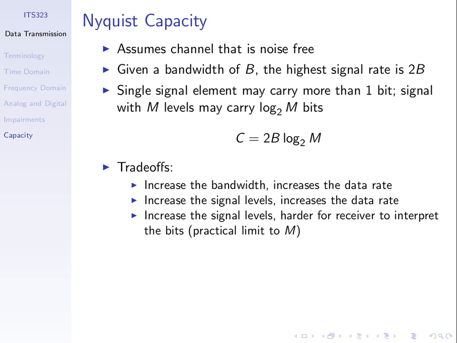Nyquist did some analysis and came up with the point that if we have a bandwidth of B, the highest rate at which we can send signal is twice the bandwidth. That's our signal rate. So if we have a bandwidth of B, the highest signal rate is 2B. This is assuming that there's no noise.